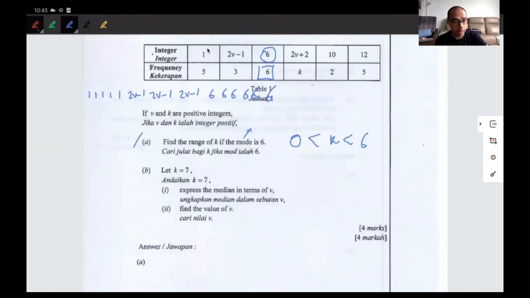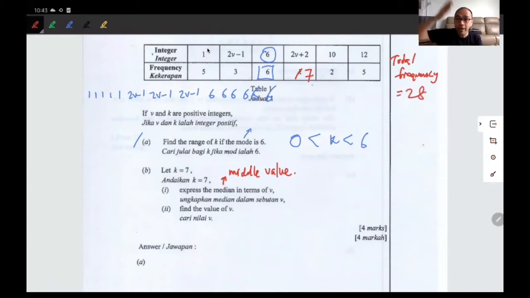Okay. Question B. Let K equals 7. So dia sudah cakap, K equals 7. Let's forget about finding the value of K. So dia sudah bagi nilai K. Now, express the median in terms of V. Median is the middle value. So in order for us to find the middle value, we have to jumlahkan all the kekerapan. So the total frequency, since we know now what is the value of K, I can just add the frequency lah. So it will be 5 plus 3 plus 6 plus 7 plus 2 plus 5. I'll get 28.